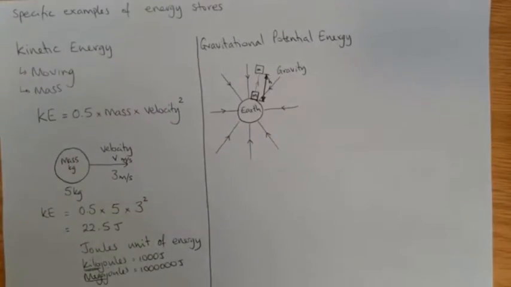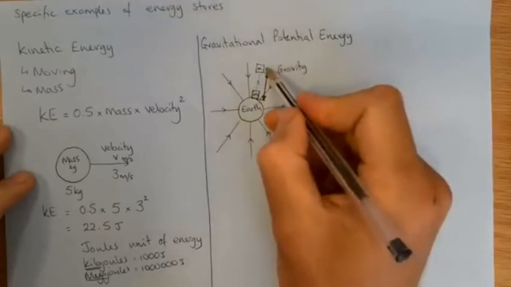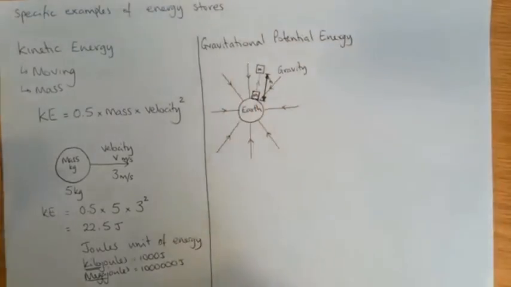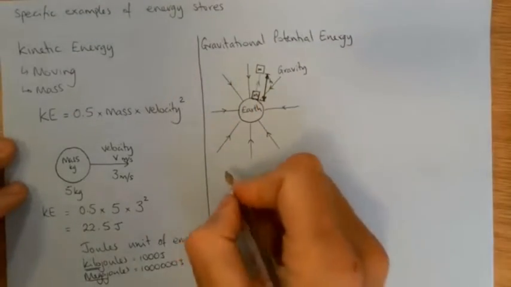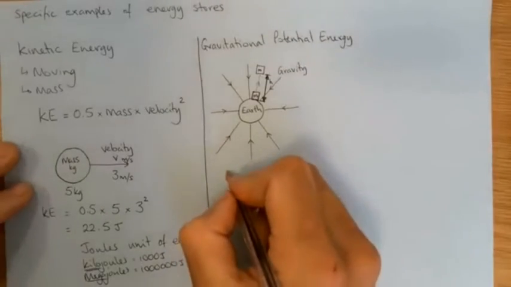If you take an object and you lift it up, then you need to use some of your energy and use that energy to lift the object up. And there is an equation that you can use to work out how much gravitational potential energy you've given something when you lift it up, or when it gets lifted up in the gravity field.